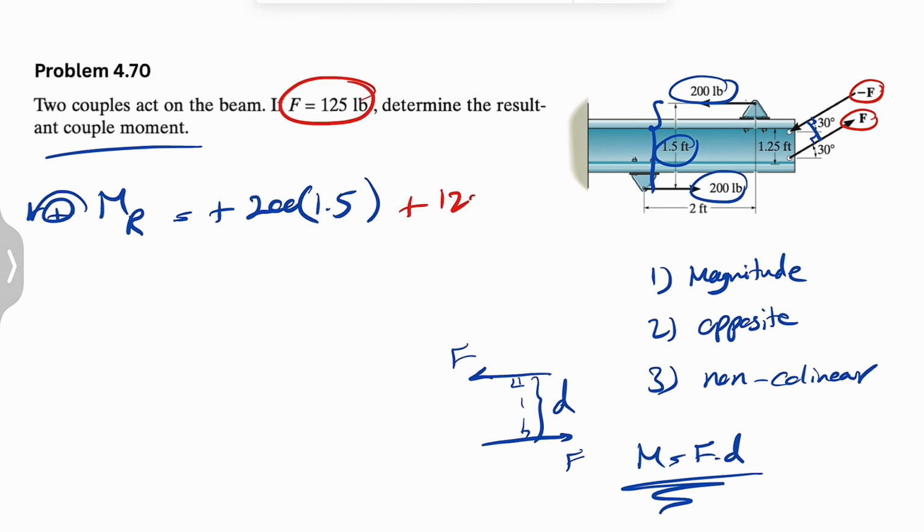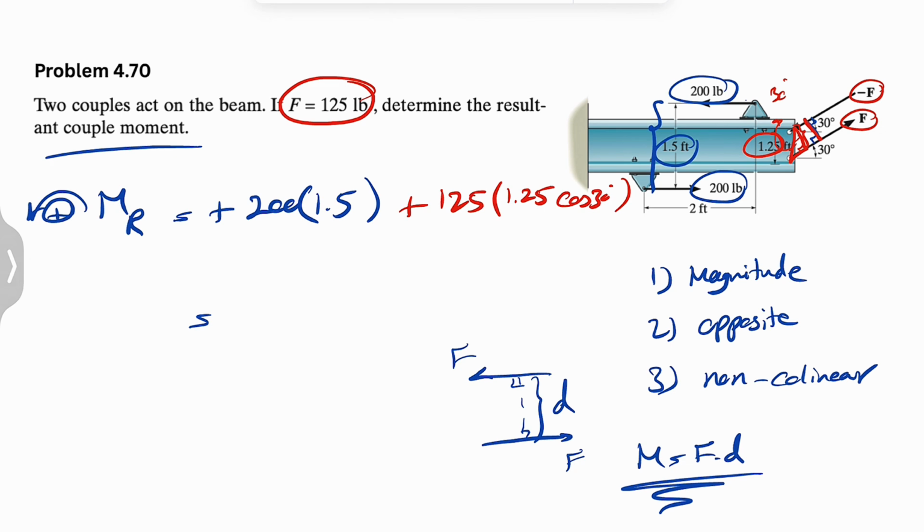We know F is 125, and the distance, as I mentioned, is going to be this distance, which we need to figure out. For that, we can just look at this right triangle where this angle is 30 degrees, and we have the hypotenuse 1.25. Because we are looking for this side, which is adjacent to 30 degrees, it's going to be 1.25 cosine of 30 degrees.